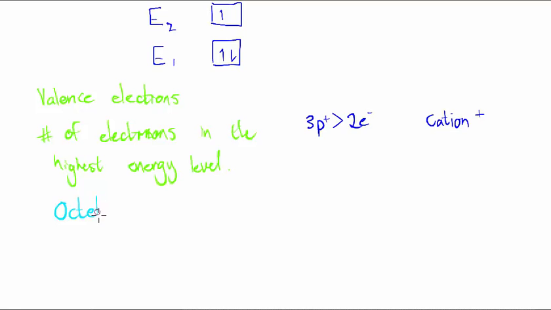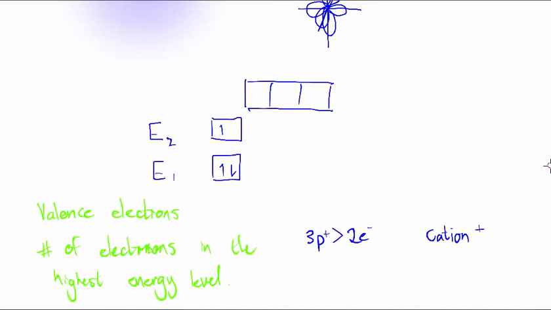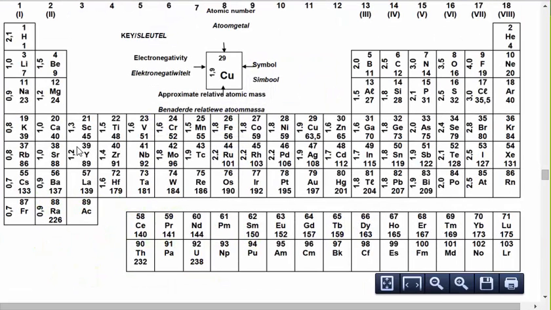It's called the octet rule. Who knows what the prefix oct represents? 8. So what do you think that 8 refers to? The number of electrons in the outer shell. I see you use a different word, the outer shell. The octet rule is the fact that all elements want 8 electrons in the outer shell. Now, obviously there are exceptions, these 3.